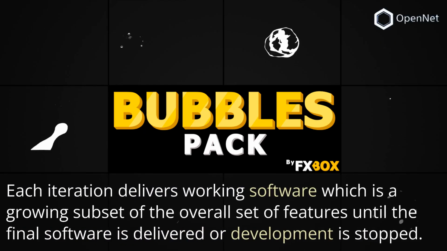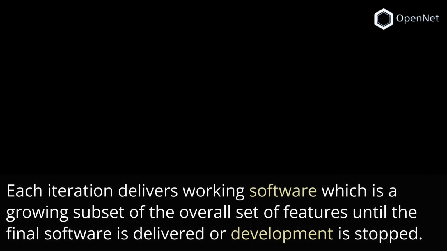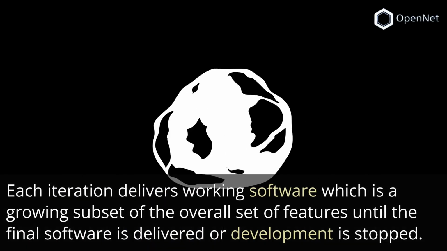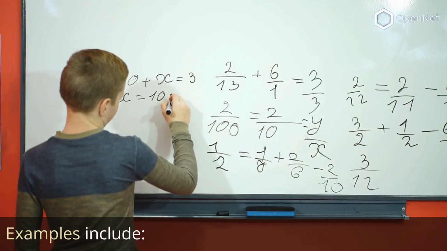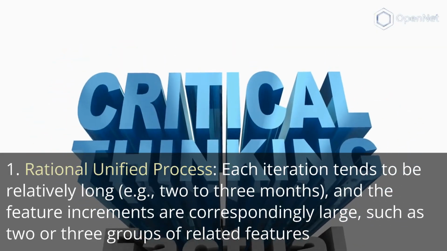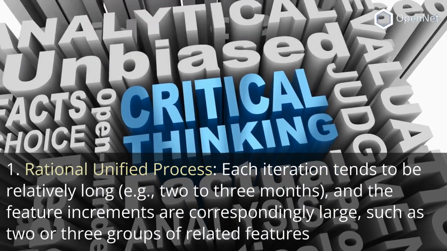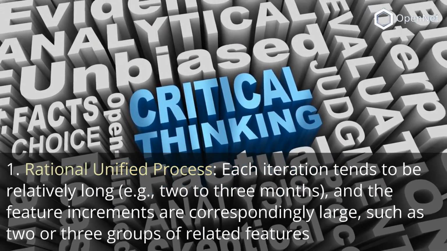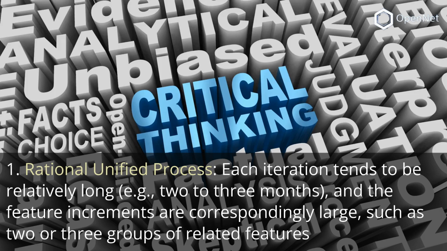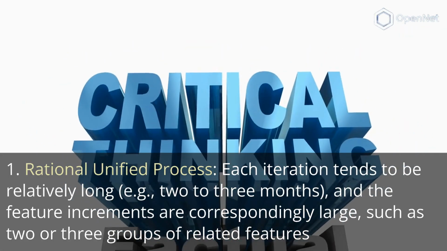Iterations may involve changes to features developed in earlier iterations, along with changes in project scope. Each iteration delivers working software which is a growing subset of the overall set of features until the final software is delivered or development is stopped. Examples include 1. Rational Unified Process. Each iteration tends to be relatively long, e.g., 2 to 3 months, and the feature increments are correspondingly large, such as 2 or 3 groups of related features.